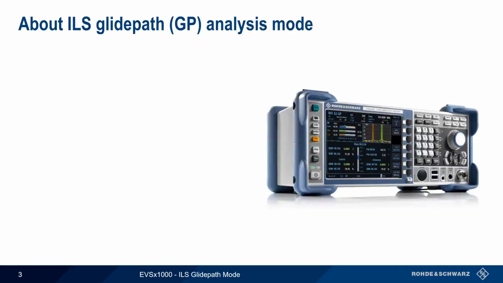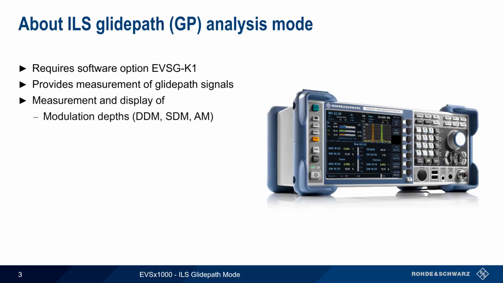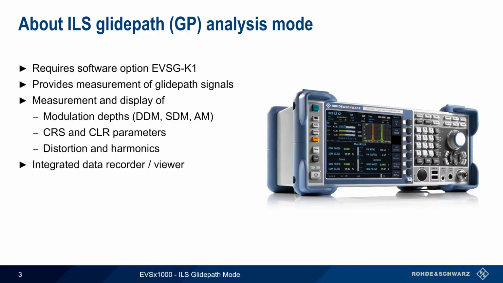ILS Glidepath analysis is enabled by Software Option K1 and provides a wide variety of measurements of glide path signals. These measurements include various modulation depth measurements, individual and combined measurements of course and clearance, and various distortion and harmonics measurements. Measurement data can also be recorded for viewing on the EVS1000, or can be exported for external analysis.